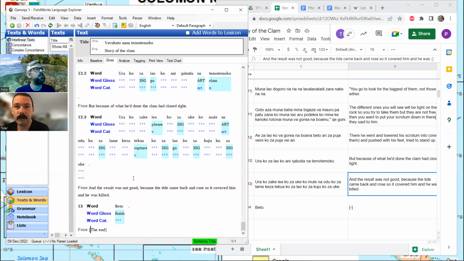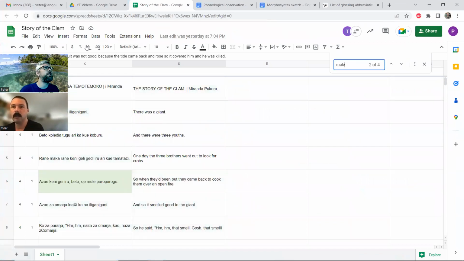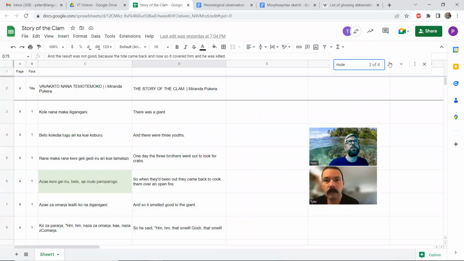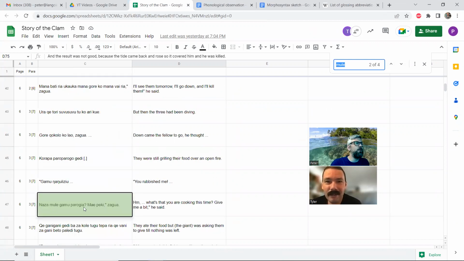Good stuff. All right. Let's look at mule right quick because we've seen mule more than once now. Absolutely. We've seen it four times. Let's go to the very first one. So when they'd been out, they came back to cook them over an open fire. So gay, they, mule, which we don't know, and then paraparago, which means cook over an open fire. So there we have it once. Then we get naza mule gamu parogia. So we know that's what mule, you plural, are cooking.